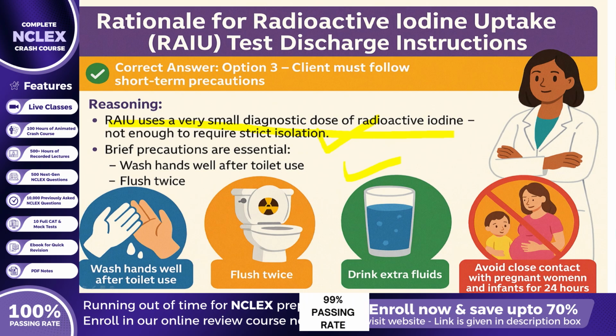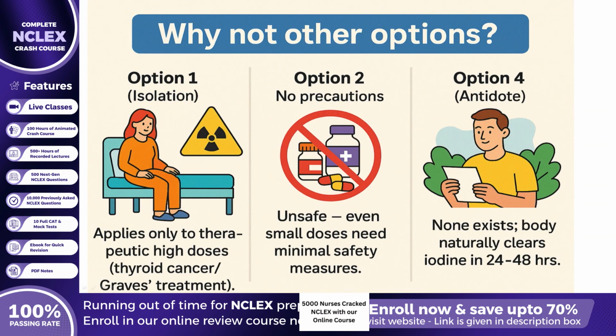Now, let us consider why the other options are incorrect. First, Option 1, you must remain isolated until the radiation level decreases sufficiently, is not appropriate here. Extended isolation applies to therapeutic doses of radioactive iodine used for thyroid ablation in hyperthyroidism or thyroid cancer, not for diagnostic testing. Recommending isolation in this context could cause unnecessary fear.